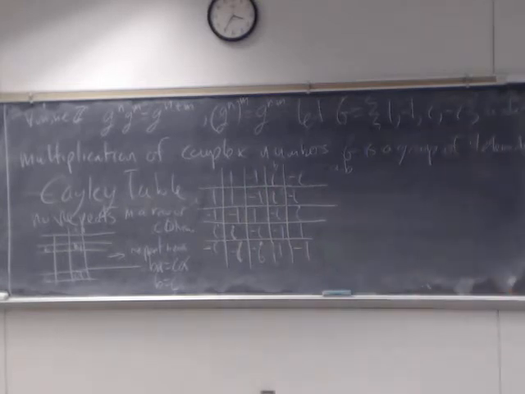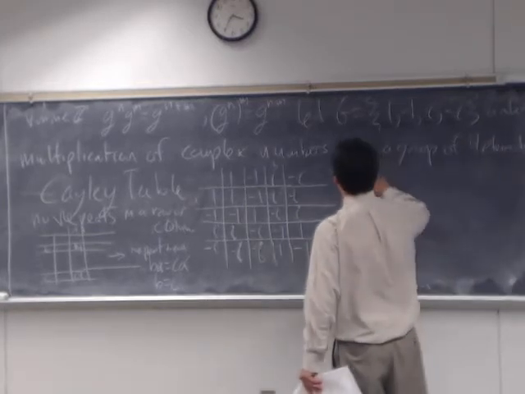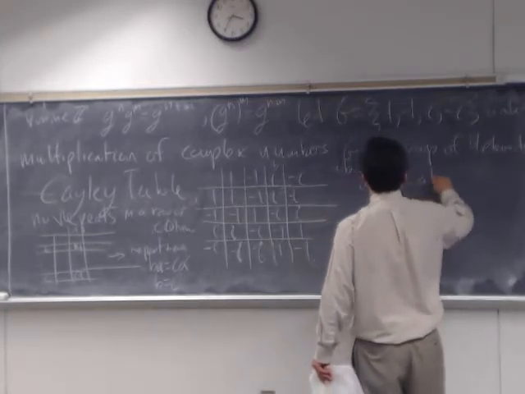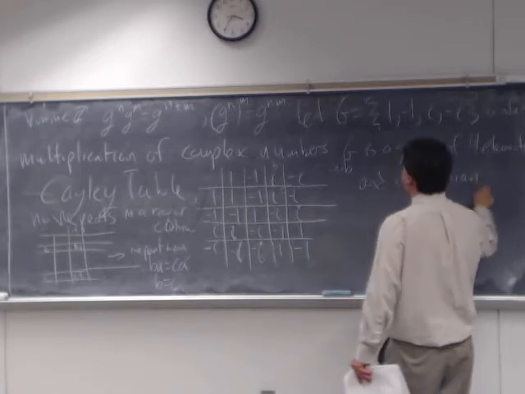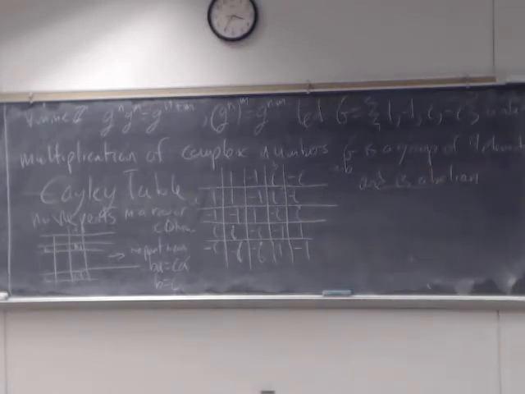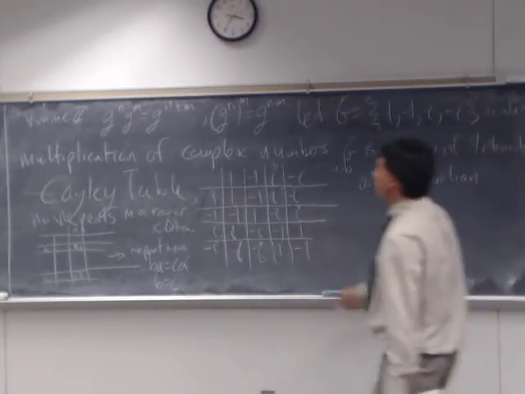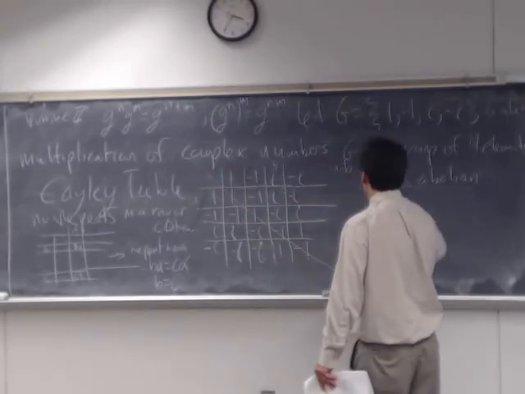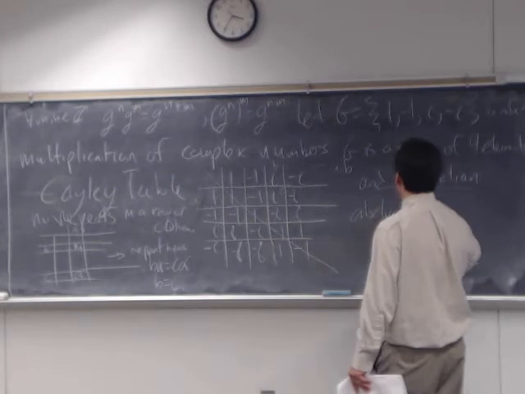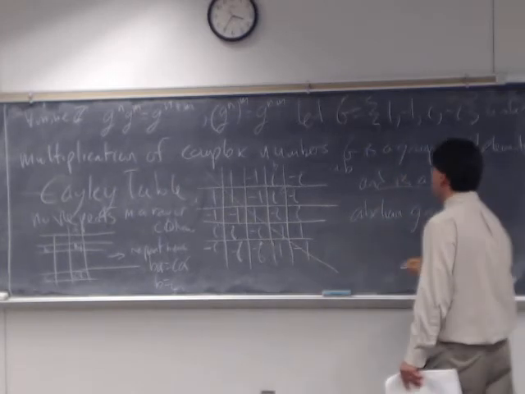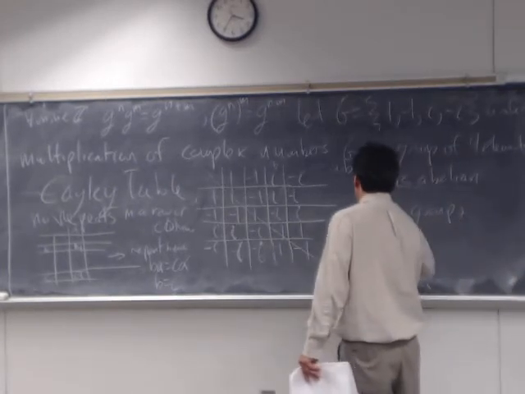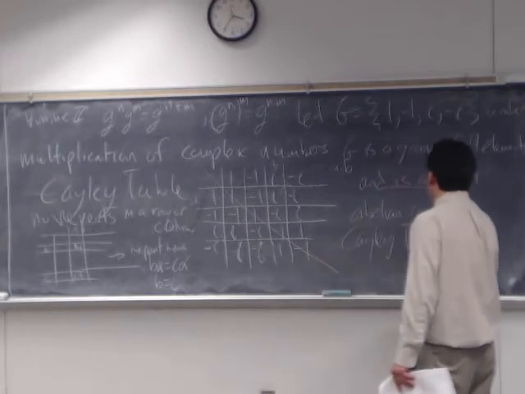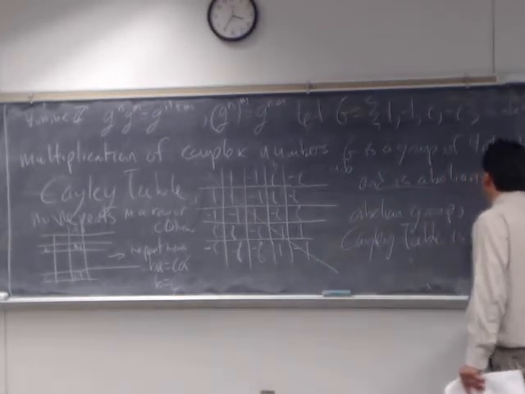So there's a group of 4 elements. Is it abelian? And it is abelian. You can see that if you look at a diagonal, for an abelian group, the Cayley table is symmetric about the diagonal.